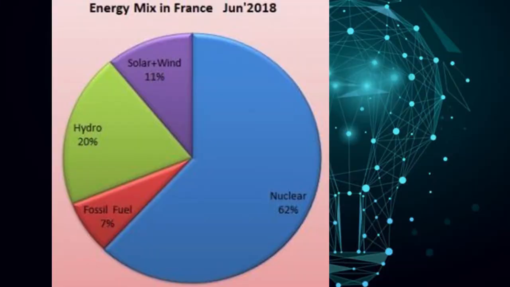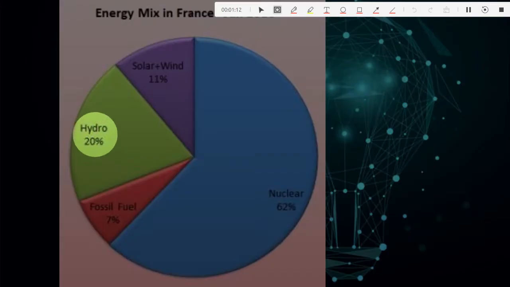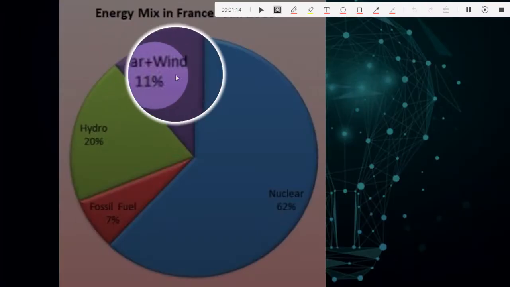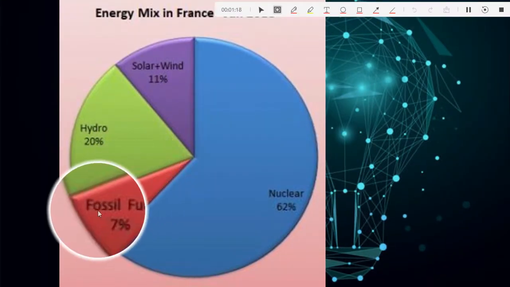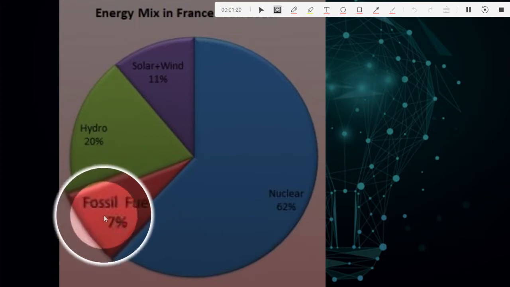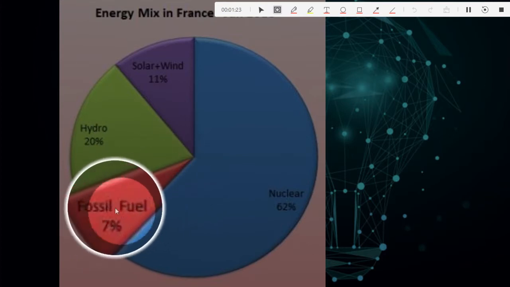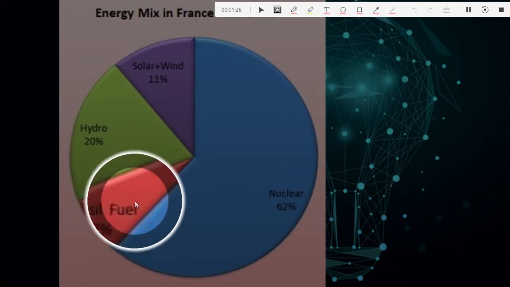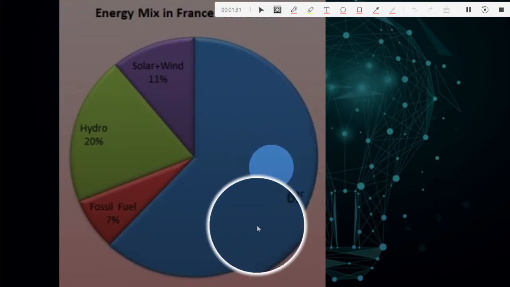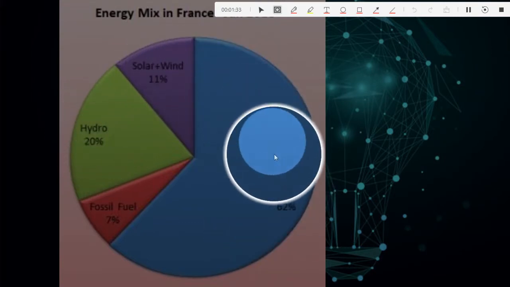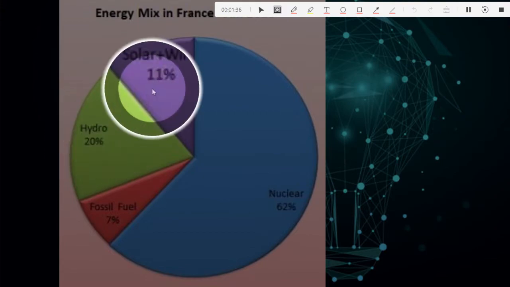For a country like France, which is an MEDC, it produces much of its electricity from nuclear. That is 62% in 2018. 20% is hydropower, while 11% is from solar and wind energy. And then fossil fuels, that is coal, petroleum, and natural gas, is only 7%. So, like we said, as the country develops, it will tend to use more of renewable energy sources, or what we call clean energy, and that is a very good example from France.